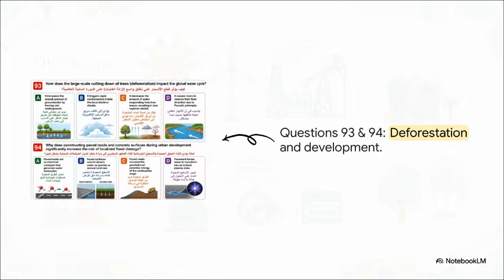What's really fascinating here is the direct connection between human construction and the water cycle. Take question 93 regarding large-scale deforestation. The source material tells us that cutting down trees actually decreases the amount of water evaporating from tree leaves, which results in less regional rainfall overall. That's option C. Then, think about question 94. Why do paved roads increase the risk of flood damage? It's pretty straightforward. Paved surfaces just cannot absorb water as quickly as natural land can. The water just sits there, pools up, and has nowhere to go. So, option B is our clear answer.